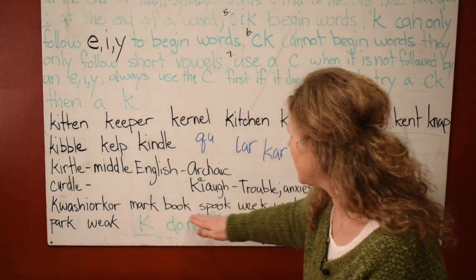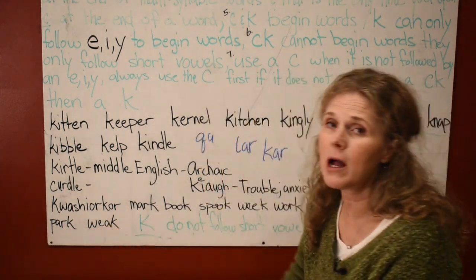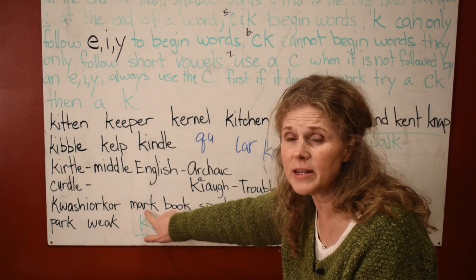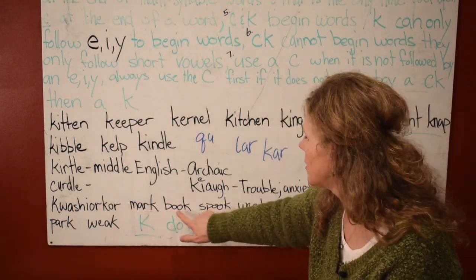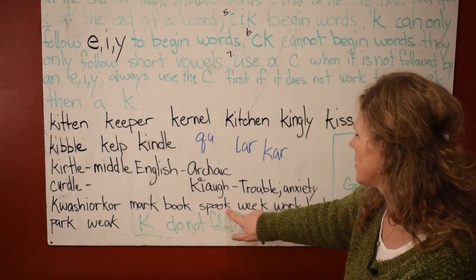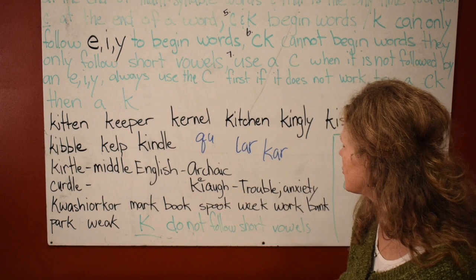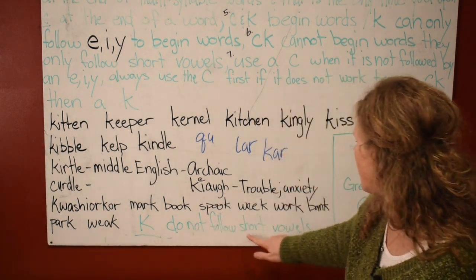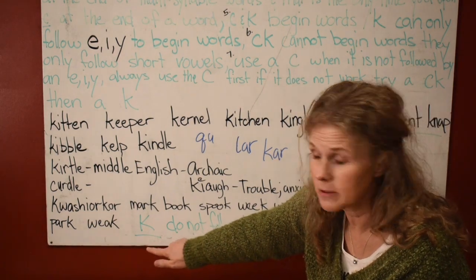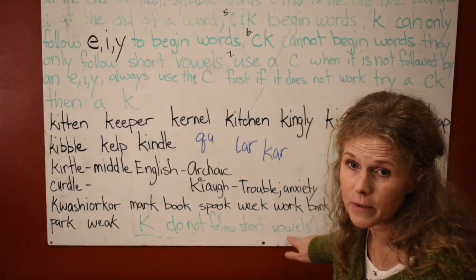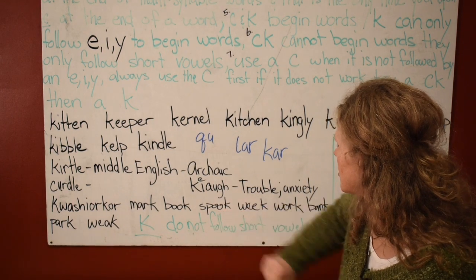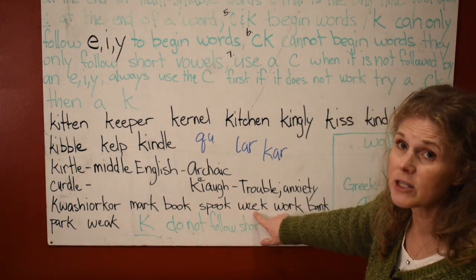Okay, but these you see all the time in the English language. Mark, it's the end of a word. That is not a short vowel. Book, that's the end of a word. It's not a short vowel. Spook, it's the end of a word. It's not a short vowel. K's do not follow short vowels. All right, do you guys remember that? They do not follow them. Spook, that's not a short vowel. Weak, that is not a short vowel.